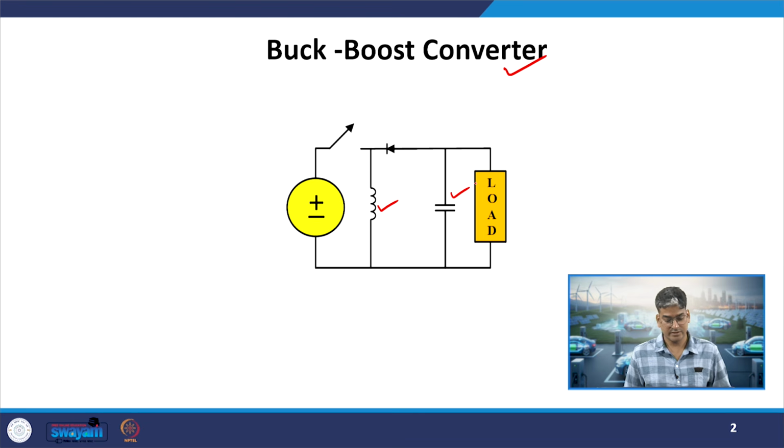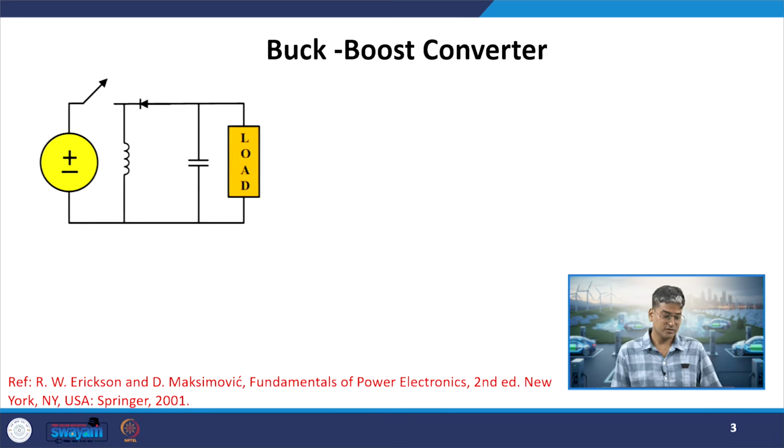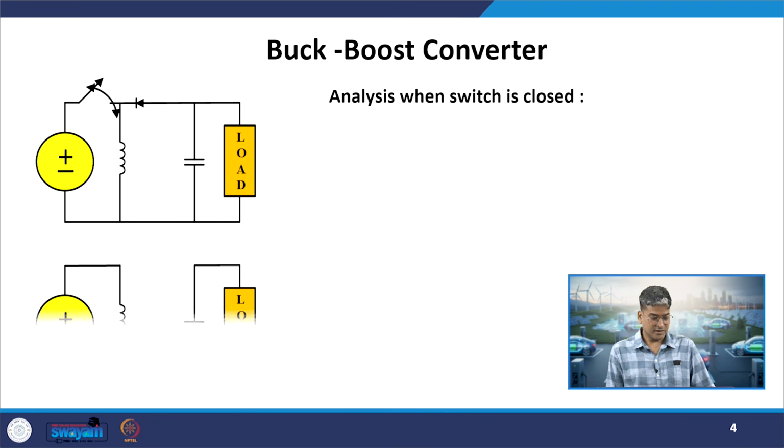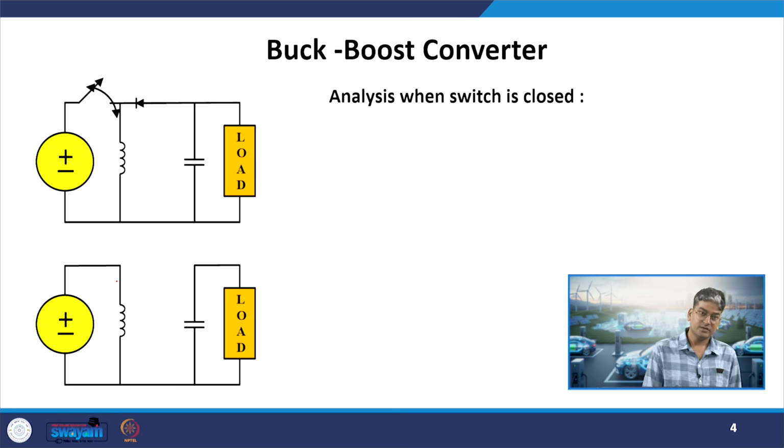So we have seen the on state and off state equivalent circuits of this one. When the switch is on, the positive terminal of the supply is connected to the negative terminal of the diode, so it gets reverse biased. So the diode will remain in the off state, and this was the equivalent circuit. When the switch was in the closed state, the source will be charging the inductor, and the output side capacitor will be feeding the energy.